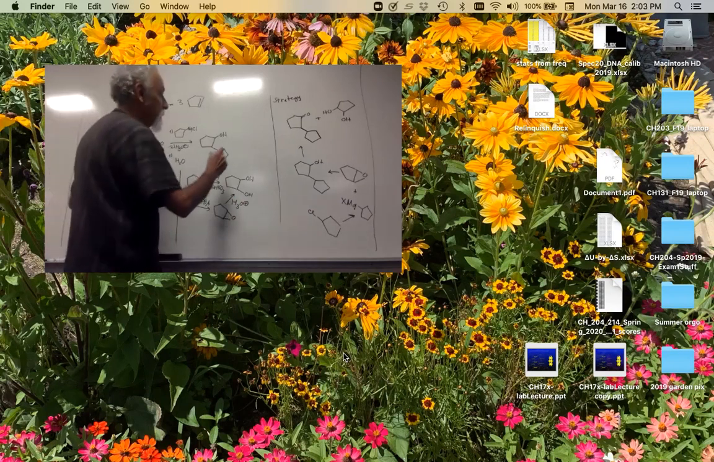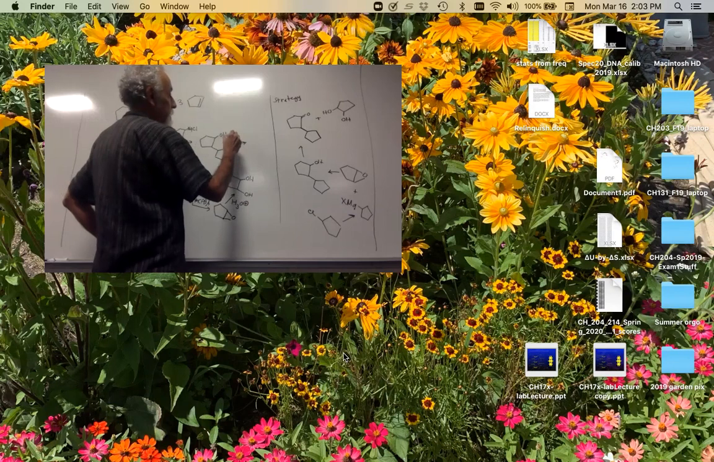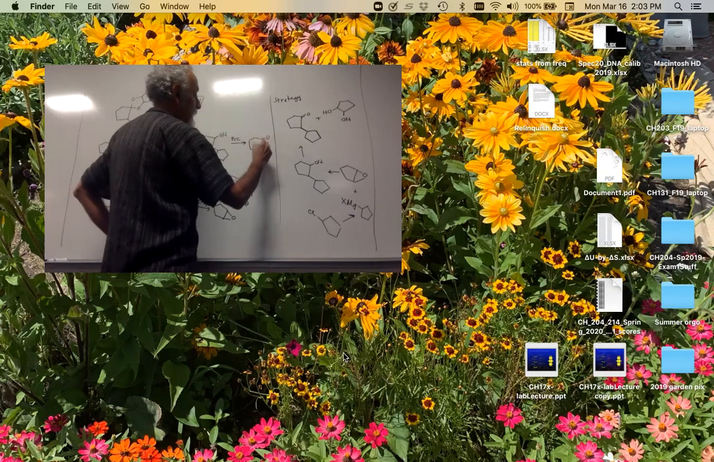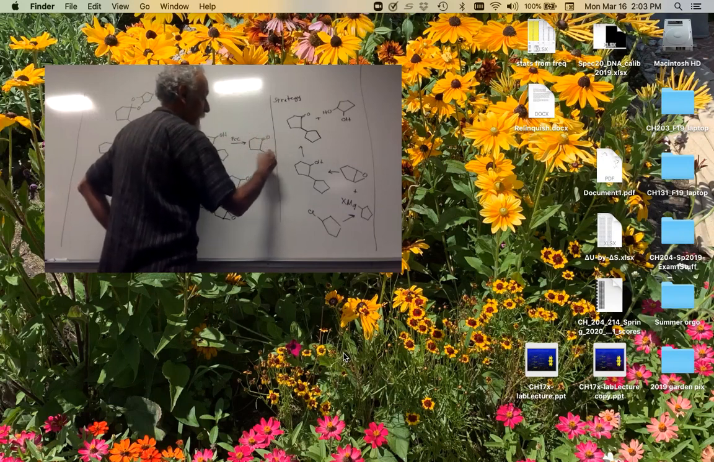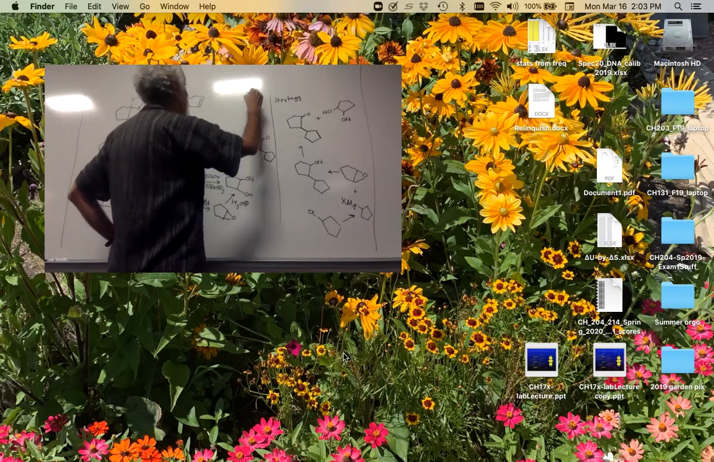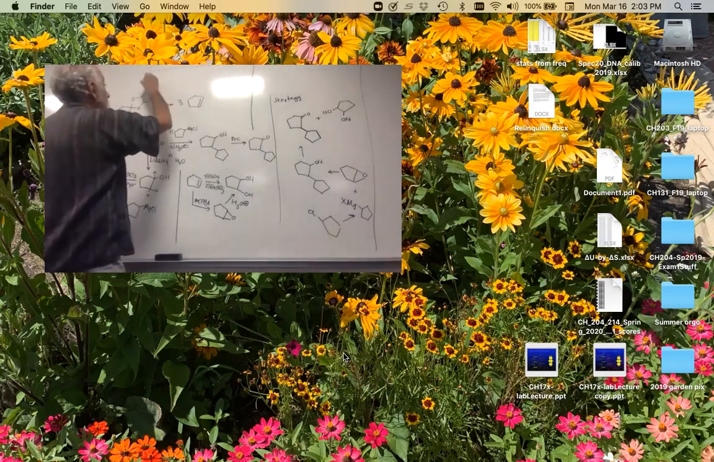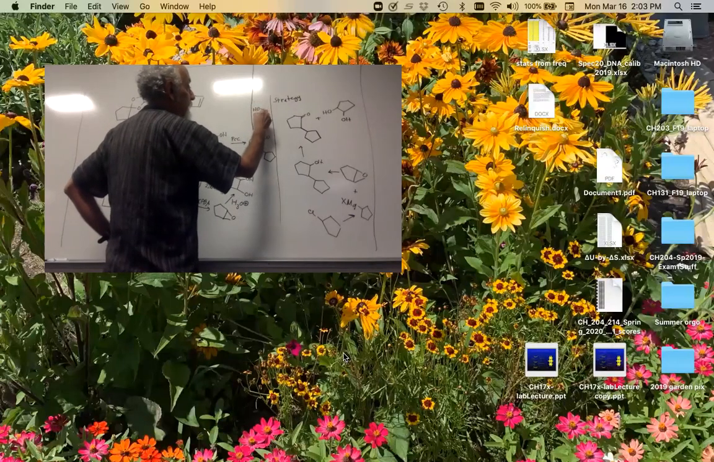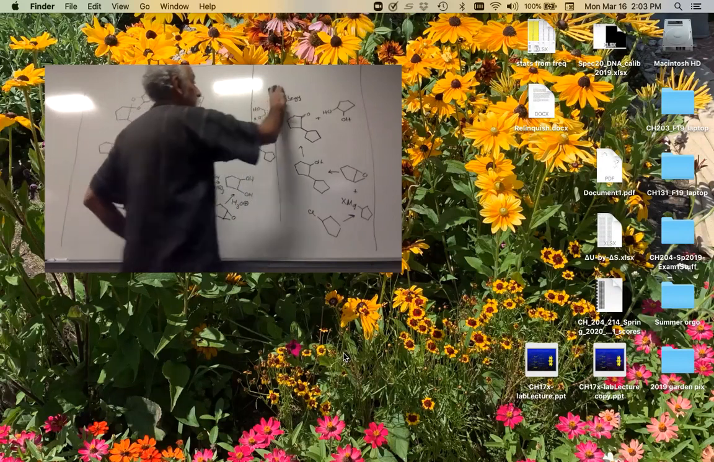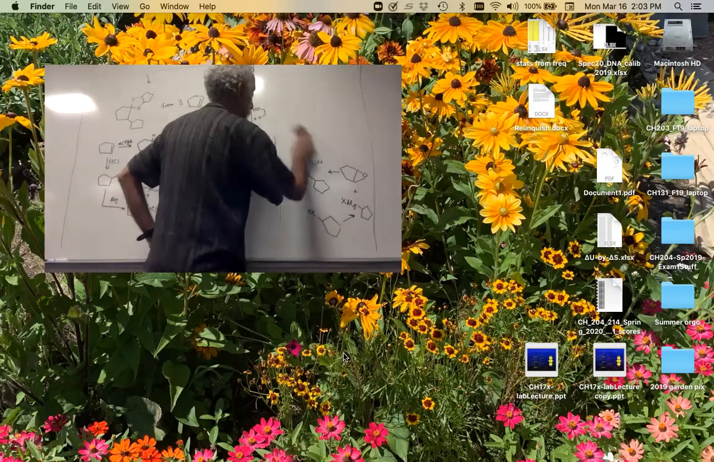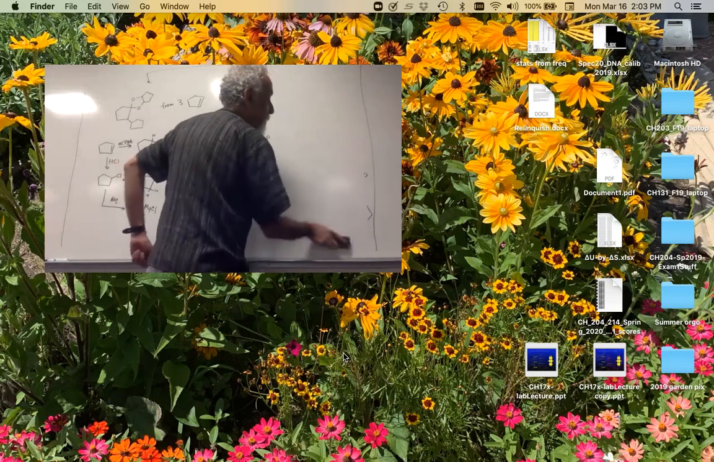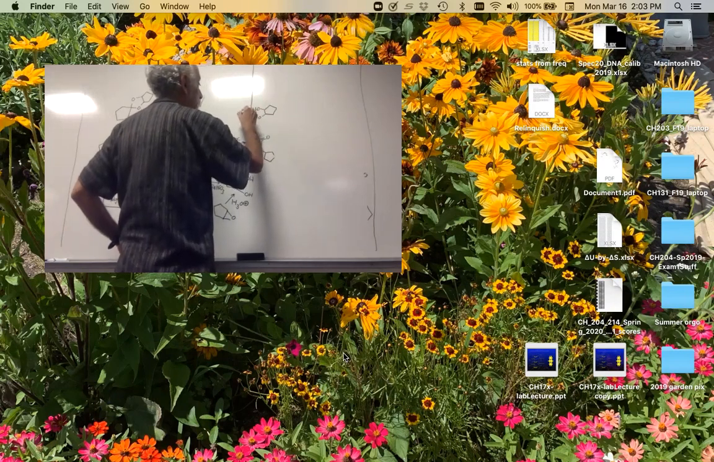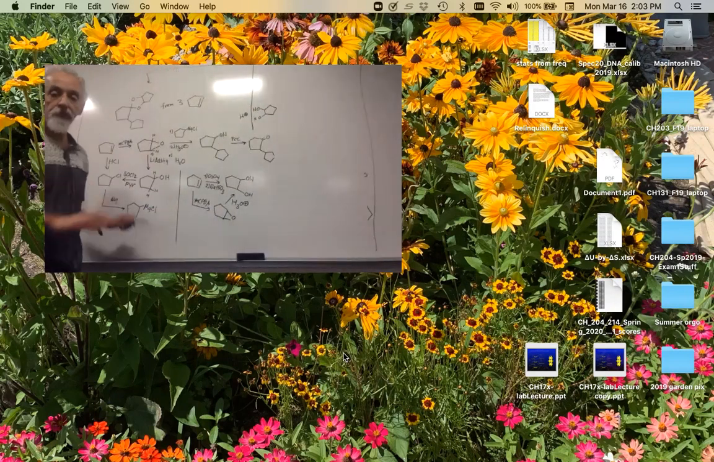Okay, we're ready to finish up. Next, PCC is going to oxidize the alcohol to a ketone. And then, last step, reaction of this ketone with the diol that we made, and acid, and that completes our synthesis. Okay.